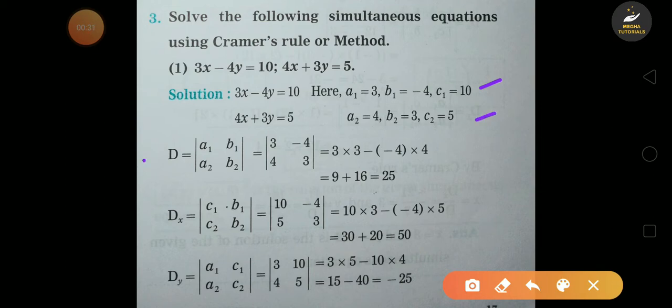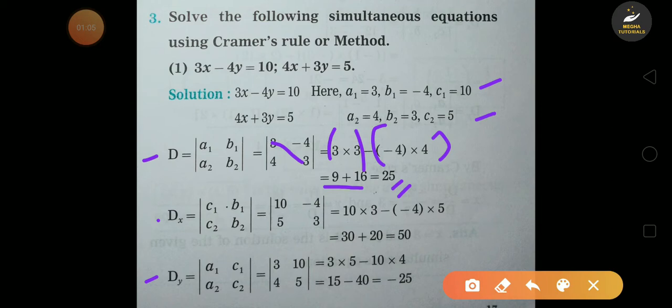Then come to D, Dx and Dy. So D is a1 a2 and b1 b2. So we can write 3, 4, minus 4, 3. So we can start with 3 into 3 in one bracket minus 4 into 4 in another bracket. So we'll get 3 threes are 9, minus 4 into 4 is minus 16, minus minus will be plus 16. So we'll get 9 plus 16, which is equal to 25.